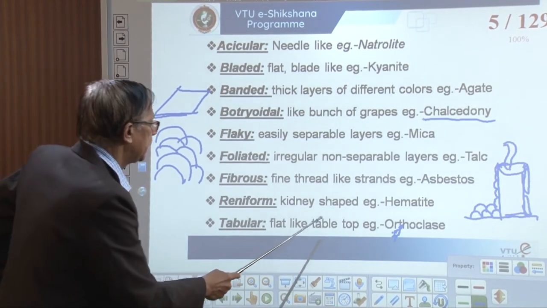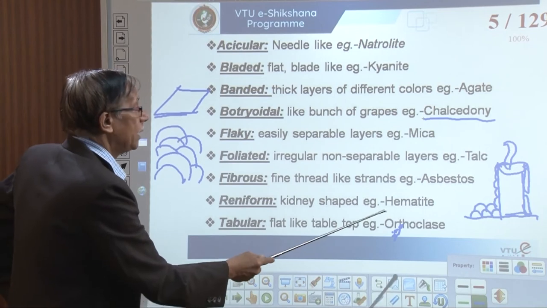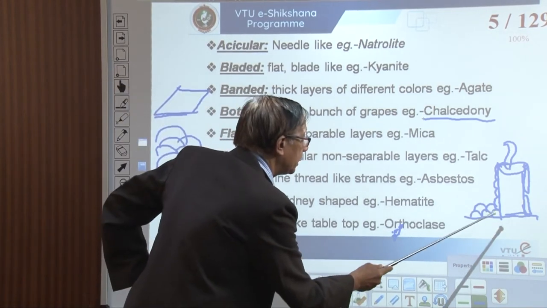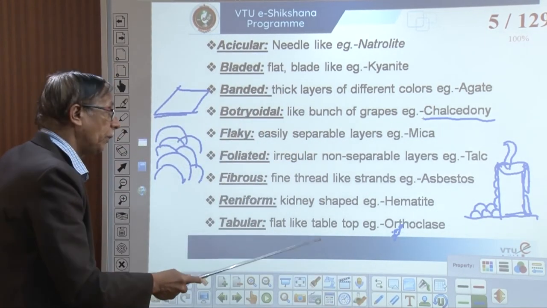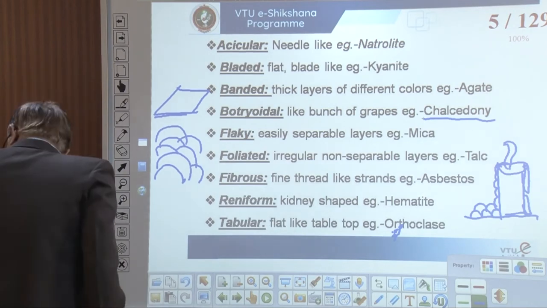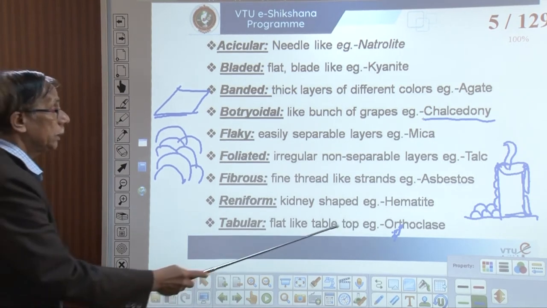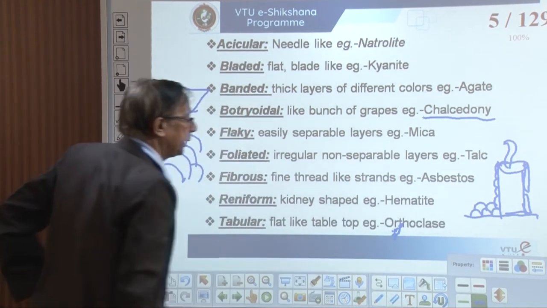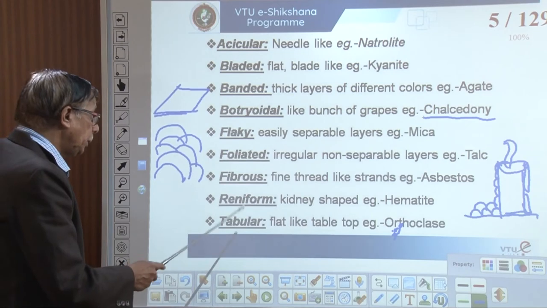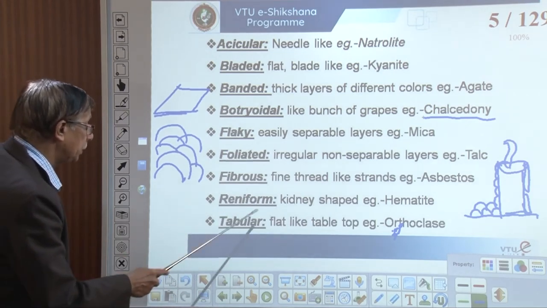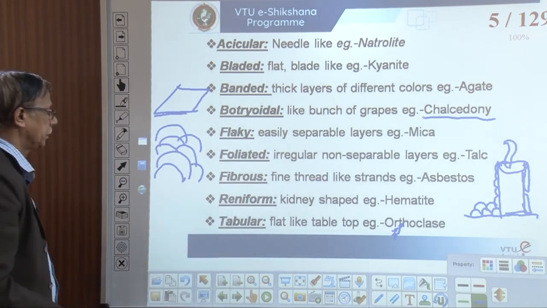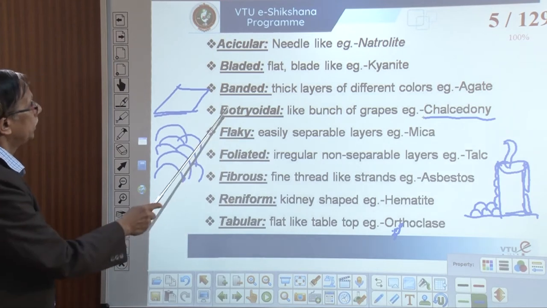Reniform, this is a kidney shaped hematite. It is in all respect that of colloidal form, but sorry, the shape of this, what we get, is a little different. They form a larger size, harder. You know, otherwise, in all respect, it is similar to botryoidal.